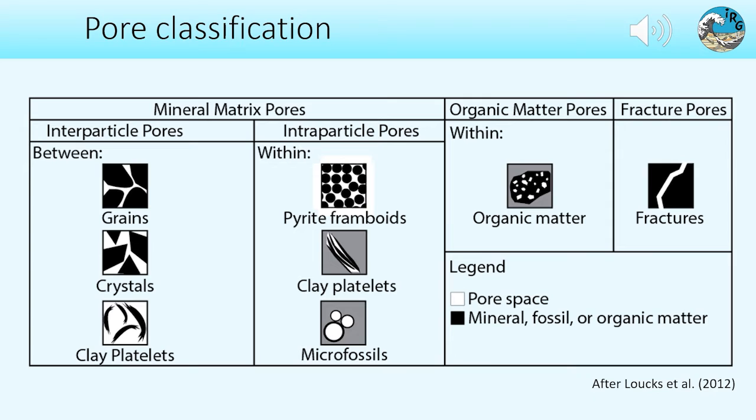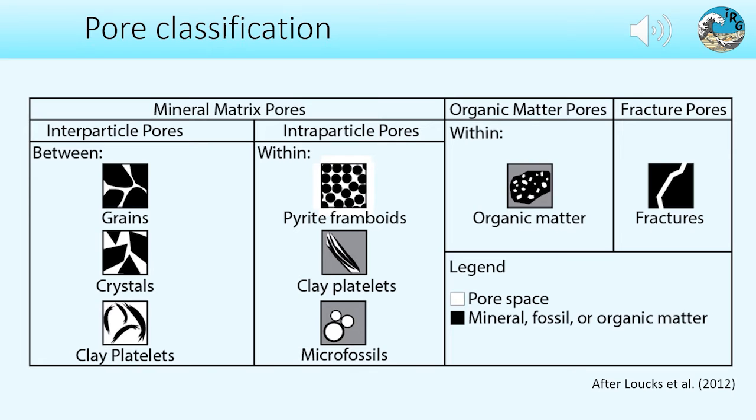There are a few different types of pores present in organic-rich mudstone units. Pores within the mineral matrix are the first type, and mineral matrix pores are then subdivided into interparticle pores, which are pores between particles, and intraparticle pores, which are pores within particles. A few examples of interparticle and intraparticle pores are shown on this slide.